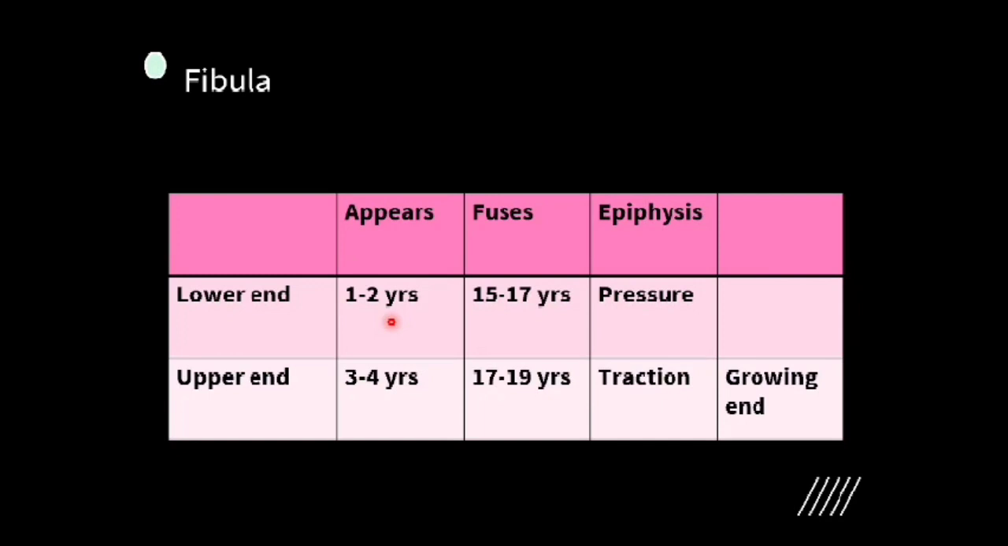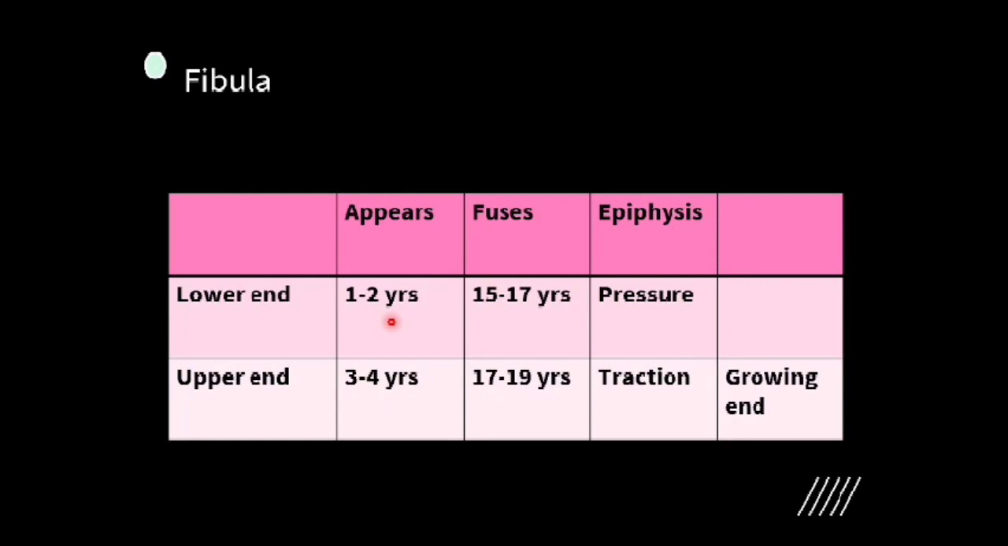Why is this happening? We have already said that in a bone where pressure and traction epiphyses are there, the secondary center appears first at the pressure epiphysis, then at the traction epiphysis. In the fibula, the lower end is the pressure epiphysis because that is the region for weight transmission, whereas the upper end, due to the attachment of the biceps femoris muscle, is a traction epiphysis. So the secondary center appears initially in the lower end and later in the upper end.